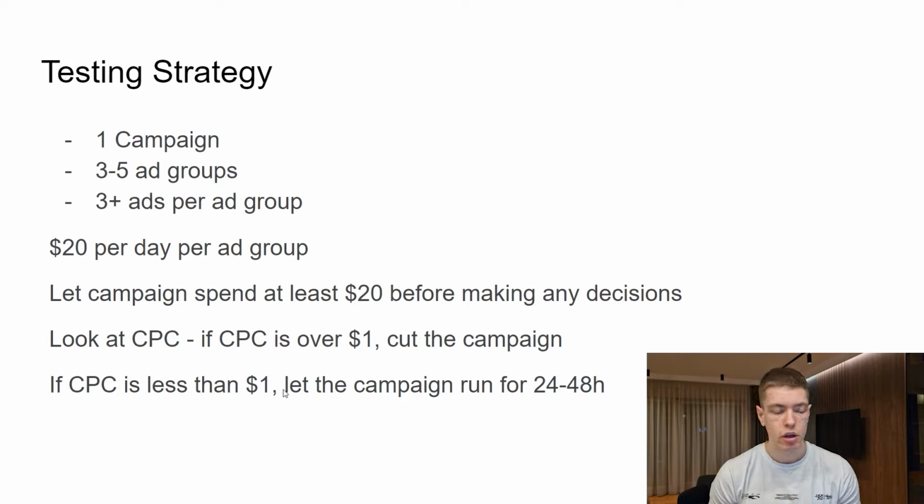If the cost per click is less than $1, then you want to let the campaign run for 24 to 48 hours. And now you want to focus on the sales. So if you can see you're getting consistent sales, you're being profitable, then you want to keep letting it run, and you want to start duplicating the good ad sets, and you want to start turning off the bad ones that are not performing well.